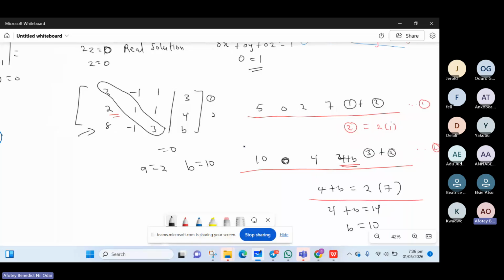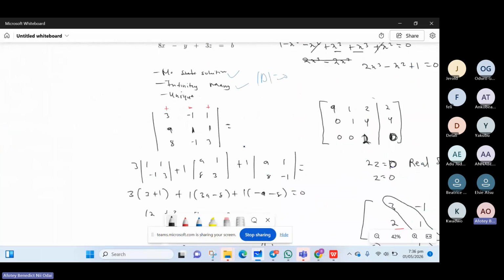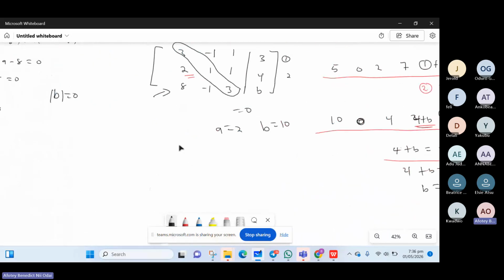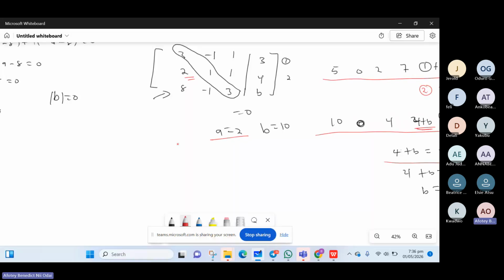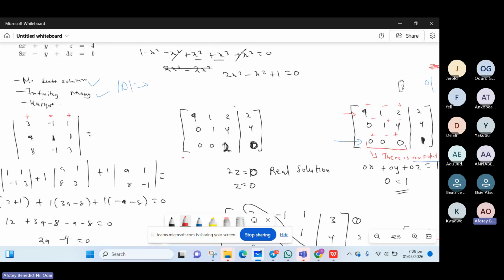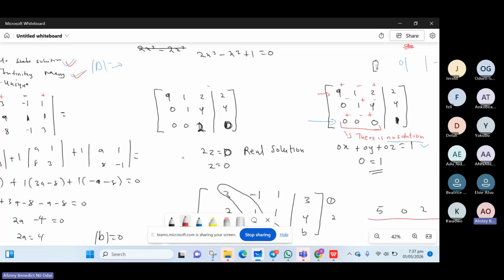Remember that we've been given 3 conditions. The conditions are no solutions, infinitely many solutions, and a unique solution. Now, why am I saying now? The a value that we had was for the determinant being equal to 0. And which of these conditions have the determinant being equal to 0? No solution and infinitely many solutions.